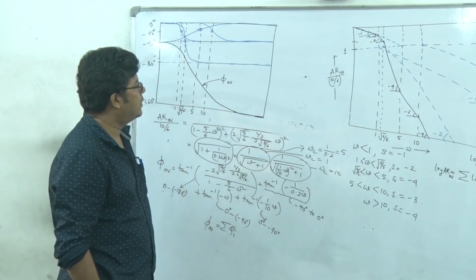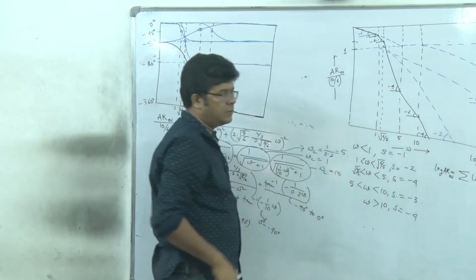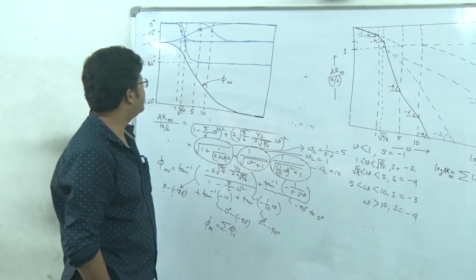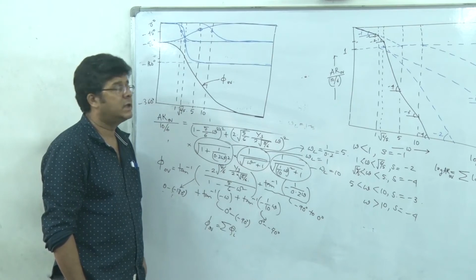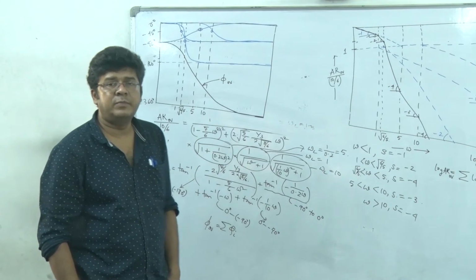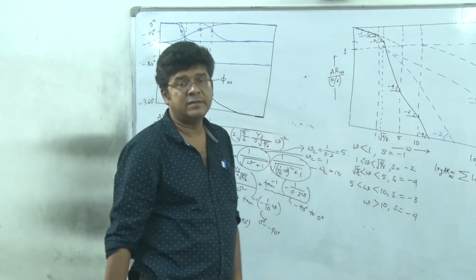Now the point here is that in Bode we have to go for two different plots. One is amplitude ratio versus omega, another is phi versus omega. Amplitude ratio versus omega is a log-log plot, whereas phi versus omega is a semi-log plot. Now there is an alternative. An alternative to the Bode plot is the Nyquist plot.